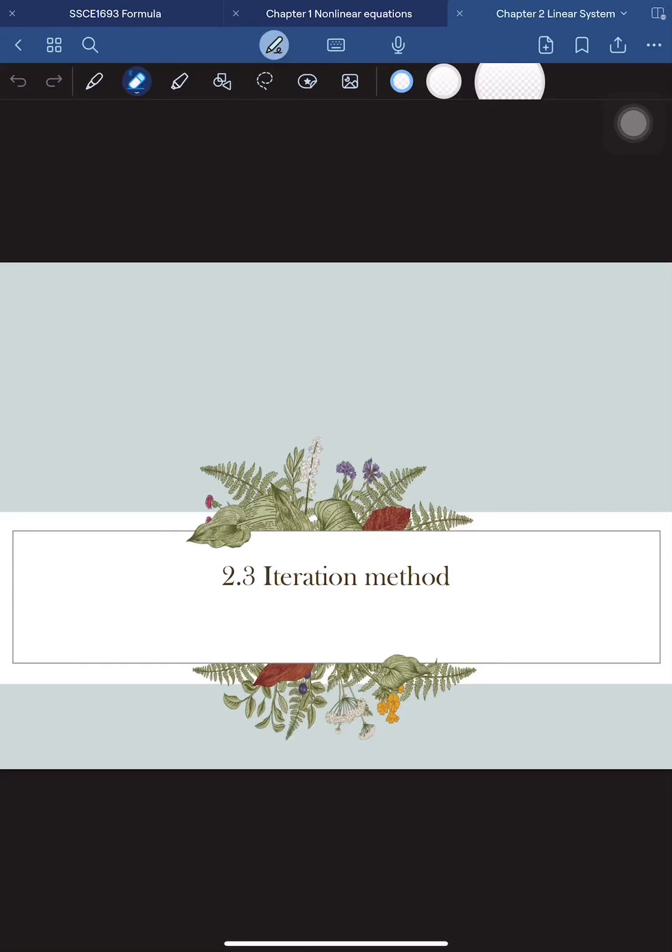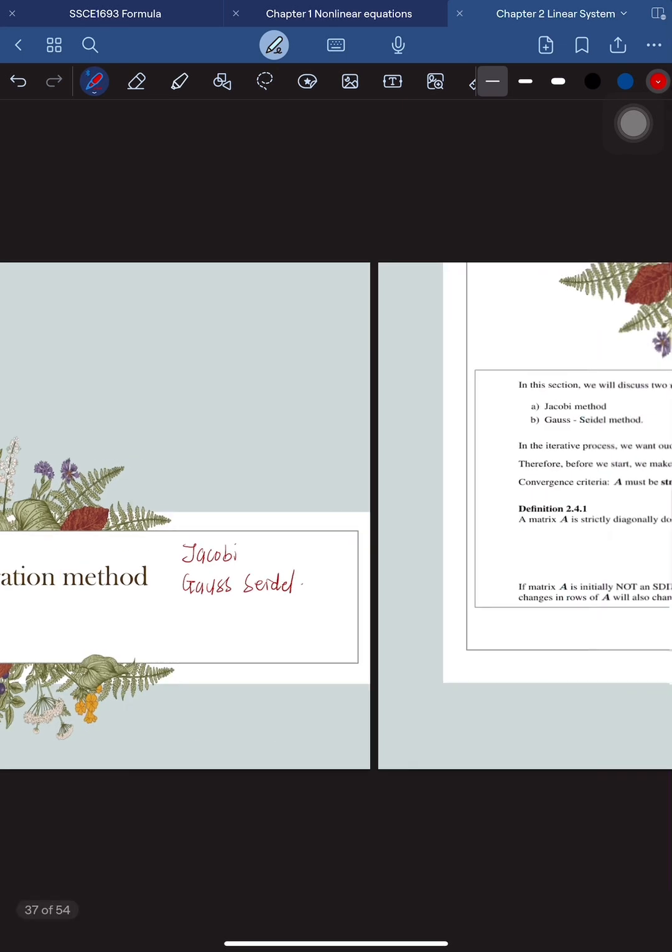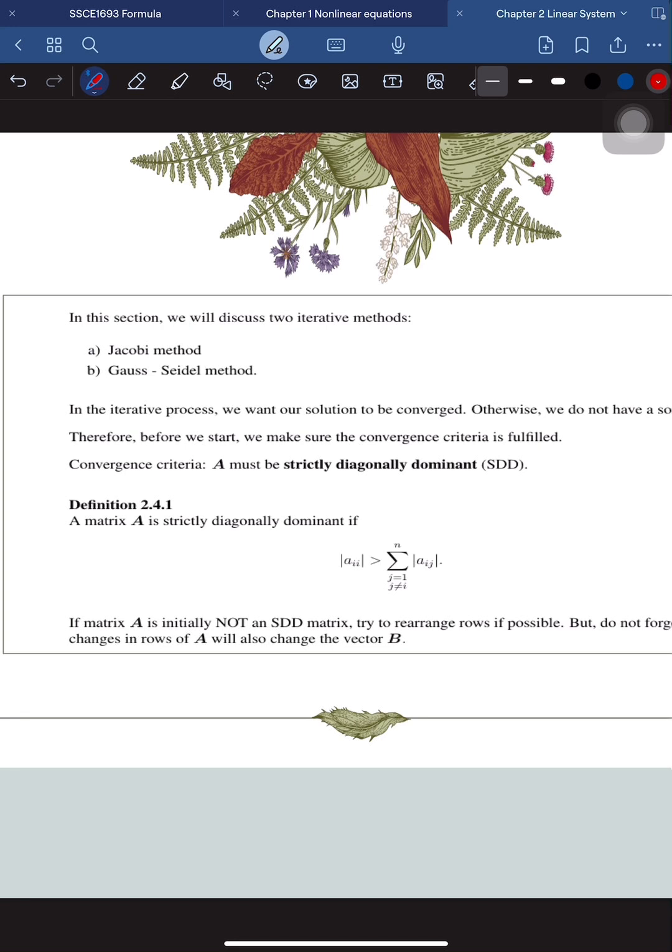Okay, last is the iteration method. For the iteration method, we have two methods, Jacobi and also Gauss-Seidel. If we want to apply the method of Jacobi and Gauss-Seidel to find the value of x, y, z or to solve the system, the matrix A must be SDD. So what is SDD? The matrix A should satisfy this equation.